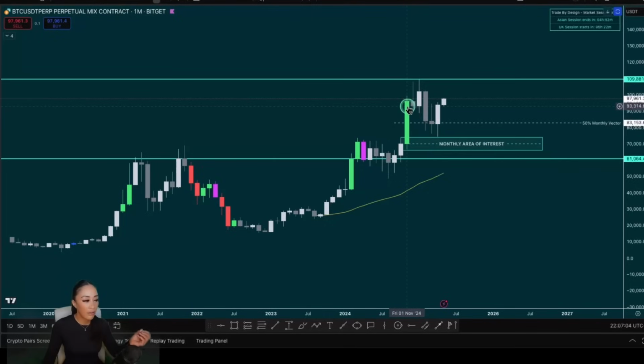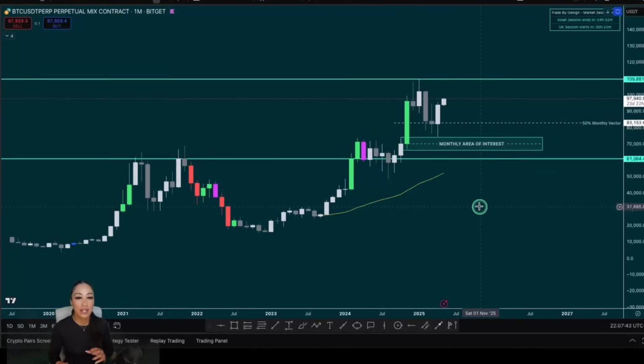When this vector candle had formed, you would have marked out that vector candle, but look how long it took for price to come back down into that area. These are monthly candles, so it took a total of 3 to 4 months before we even came back into this unrecovered vector and bounced off 50% of it.